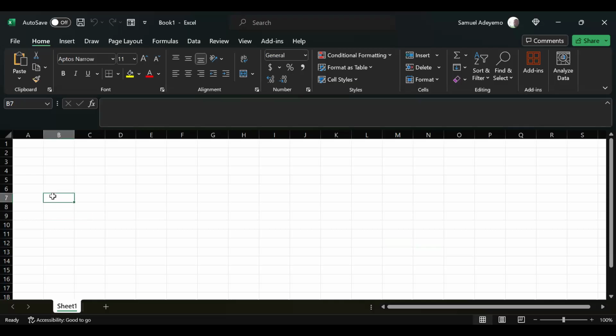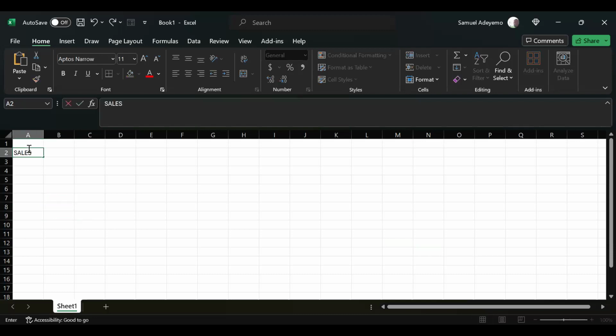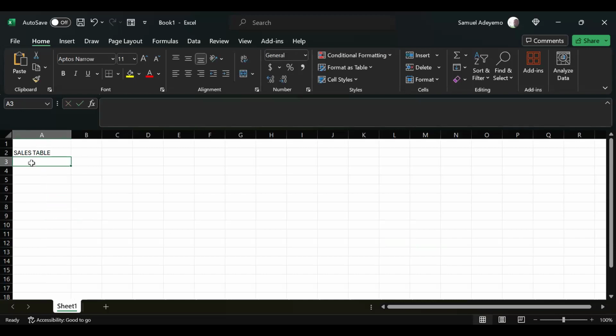Now, let me give you a practical example. I'll be using a sales example. So, for example, we have 3 tables. Look at my screen, guys. Can you see my screen, guys? Sales table. That's the first table we have. We have customer table. Let me know if you can see my screen or not. So we have customer table. We have product table. Let me stop at the product table, right?